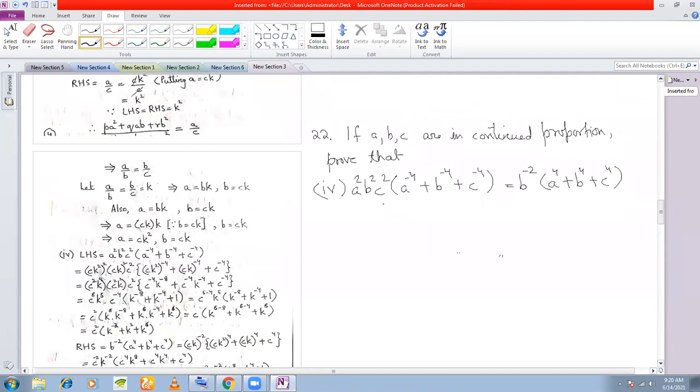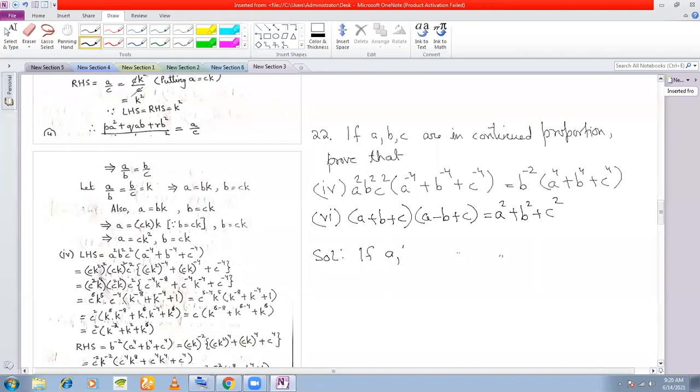And the next part that I have done here is number 6. (A plus B plus C) into (A minus B plus C) is equal to A square plus B square plus C square. Okay. Both of these you need to prove individually, assuming that A, B, C are in continued proportion. So we'll start the solution.